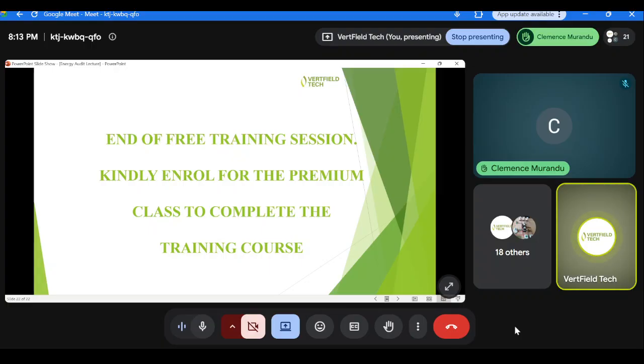Now, when we say enroll for the premium class by paying your enrollment fees, it means that you have been able to learn energy audit at the level of electrical load analysis, by giving you the idea of the energy need of the facility. And remember, that is not where the classes end.